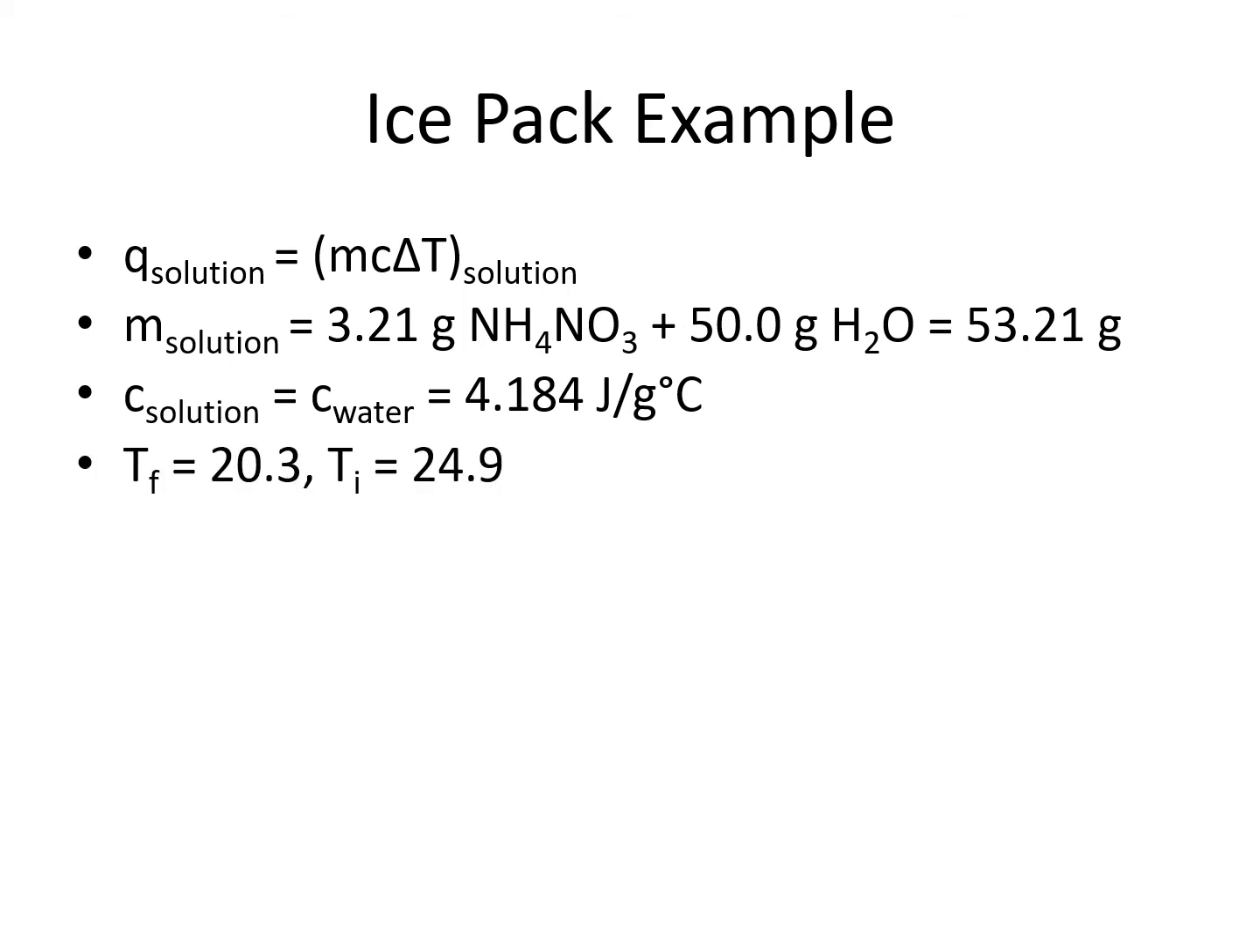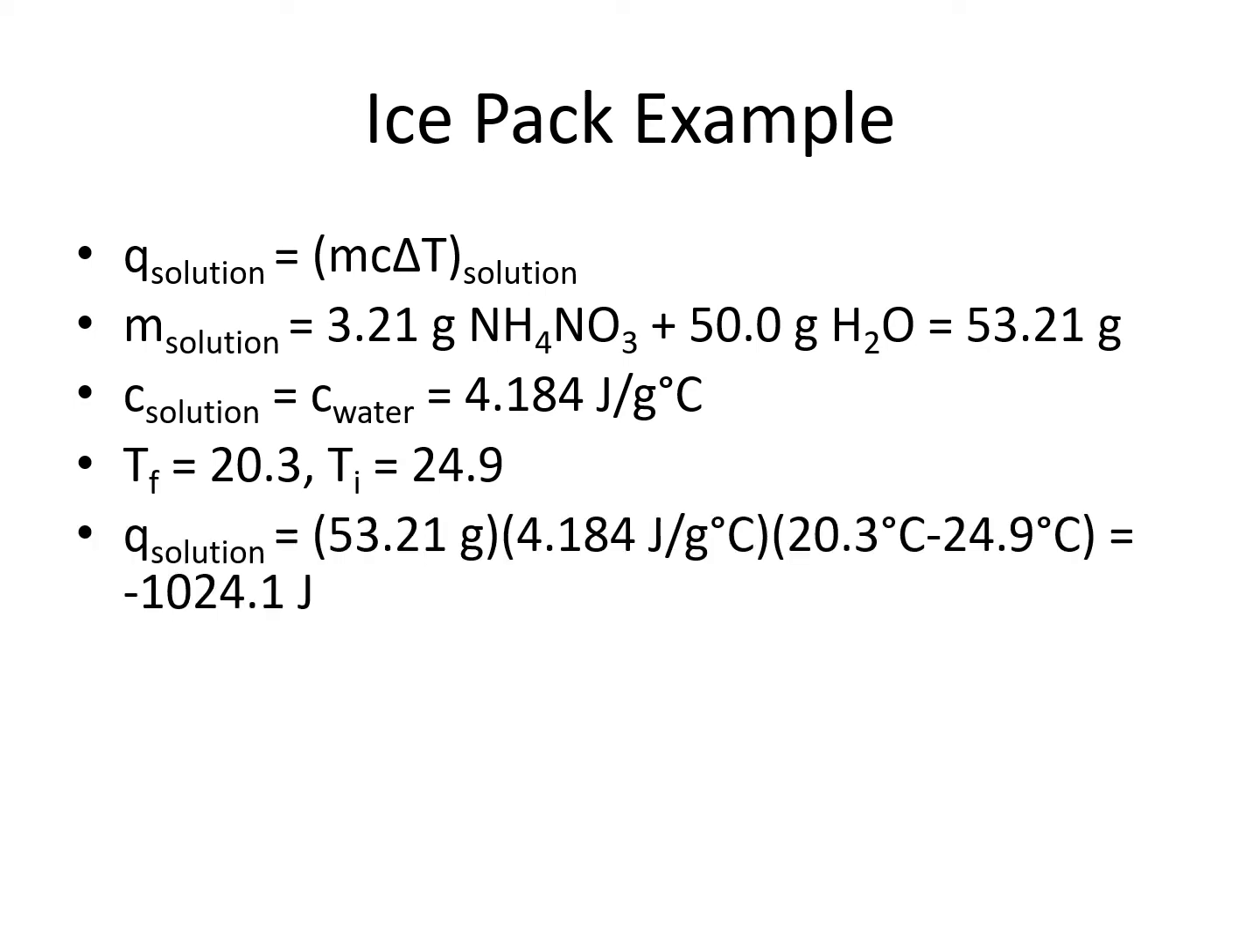We have two temperatures, an initial temperature of 24.9 and a final temperature of 20.3. Remember, for delta T, we do final minus initial. We plug our variables into our equation. Our mass of 53.21, our specific heat of 4.184, and our two temperatures, final minus initial, so 20.3 minus 24.9. Because delta T is negative, we calculate a negative value for Q, specifically negative 1024.1 joules.